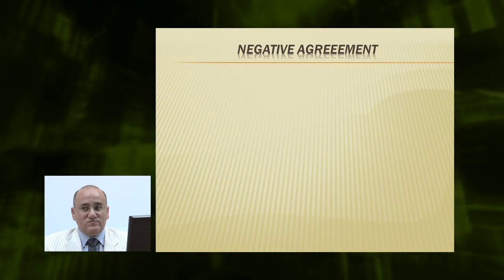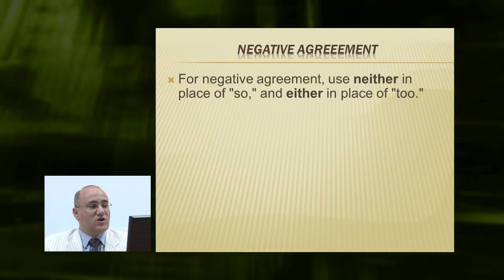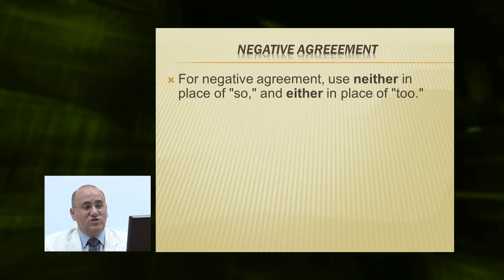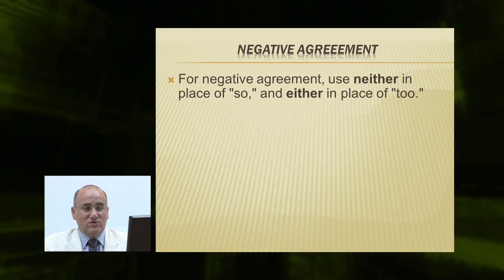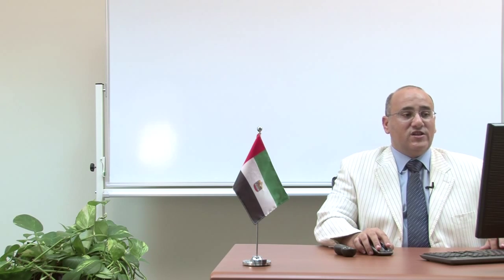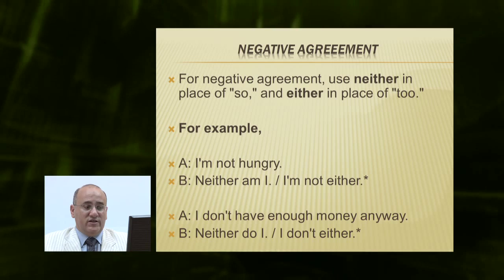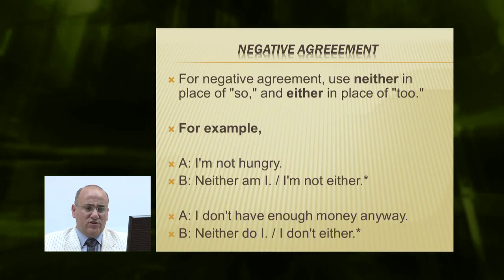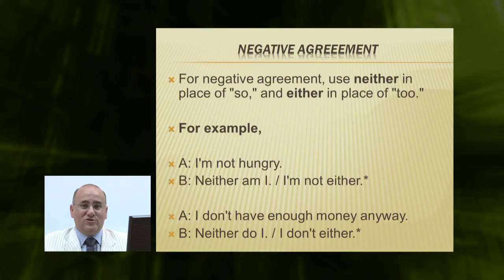Negative agreement. For negative agreement, use neither in place of so and either in place of too. For example, I'm not hungry. Neither am I. I'm not either. I don't have enough money anyway. Neither do I. I don't either.